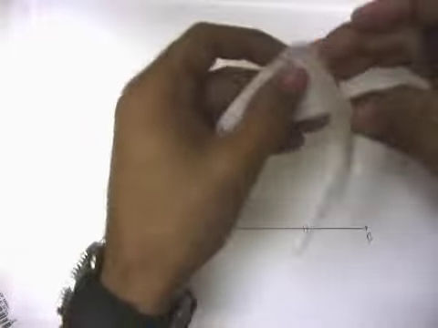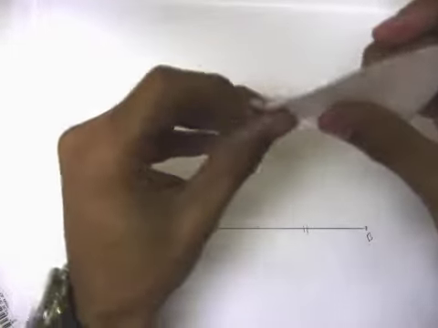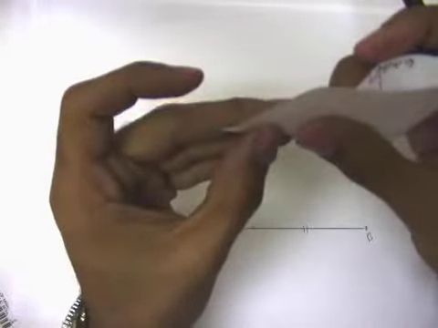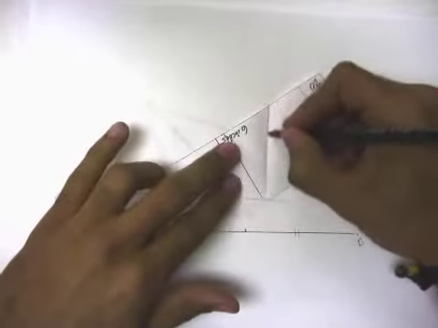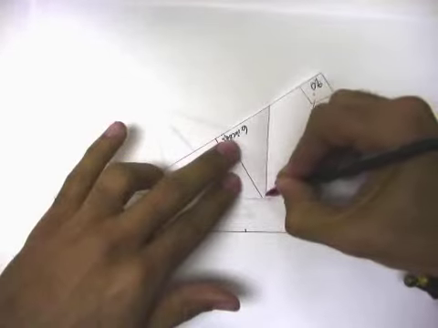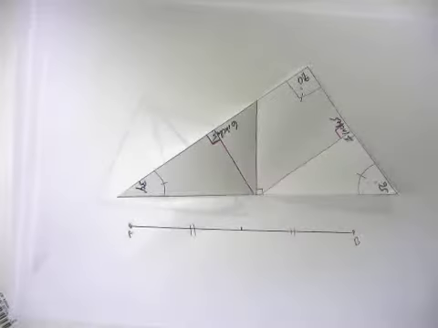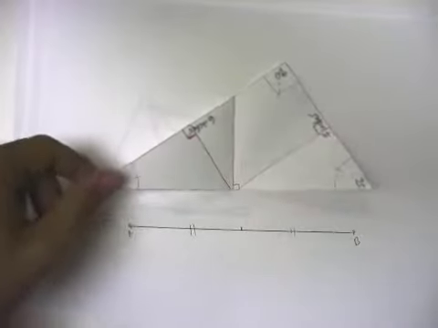Now, you might be asking yourself, well, Mr. C, can I make a perpendicular bisector with this side here? Sure you can. Just bring them over, fold them over, make another crease, and what we have now is another perpendicular bisector. Here, and it's right there.